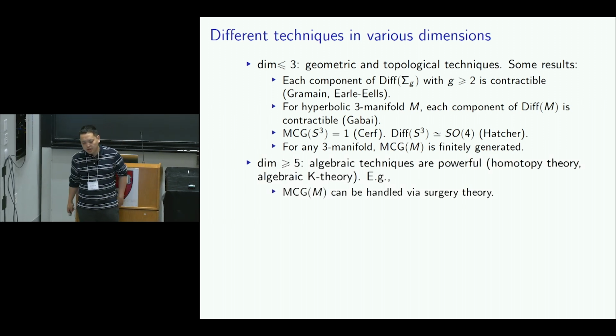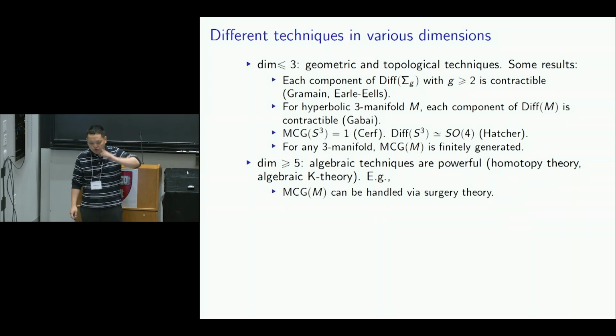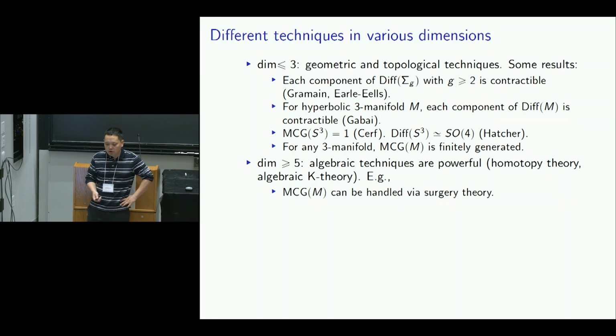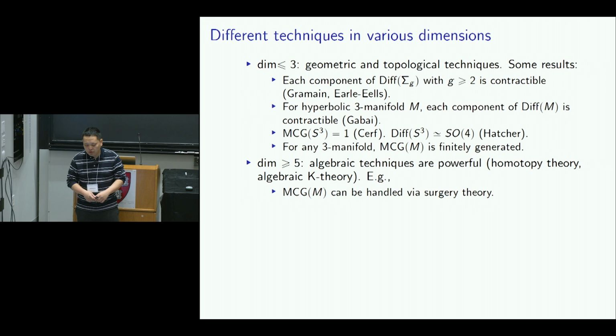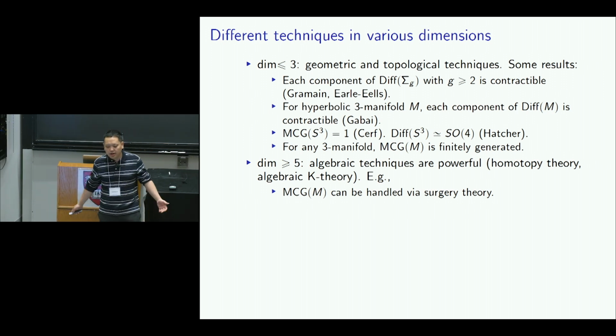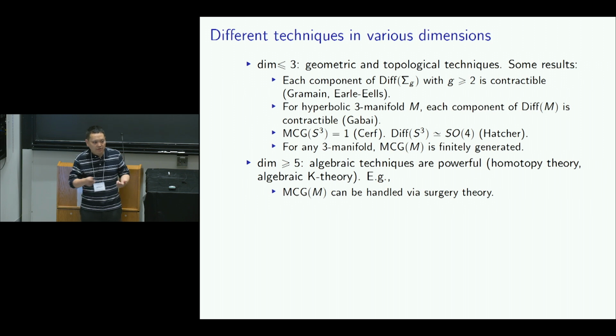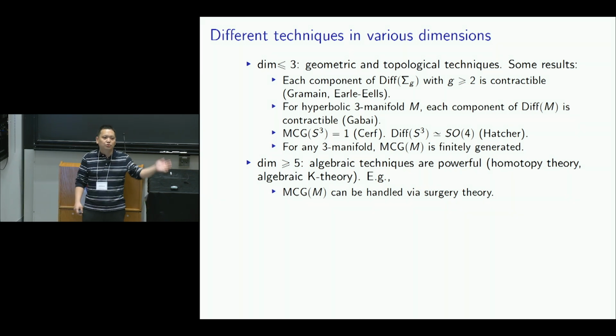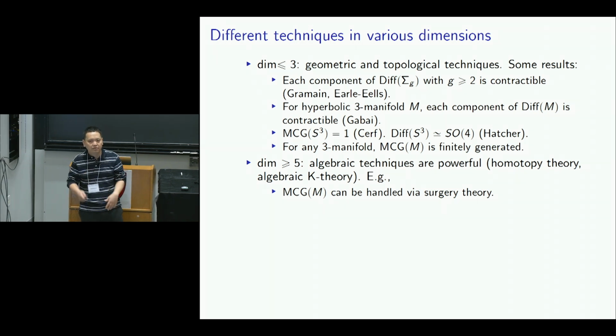On the other hand, if you go up in dimensions, algebraic techniques are more powerful, because now you can use surgery theory, and you have Waldhausen's work that relates this diffeomorphism group to algebraic K-theory, and you can also use rational homotopy theory. All kinds of algebraic machineries are available in higher dimensions, because you have a lot of room to do surgery, to perturb your submanifolds.